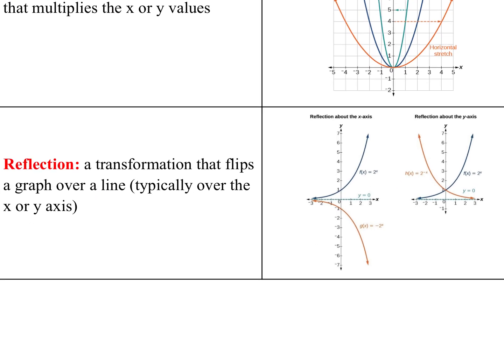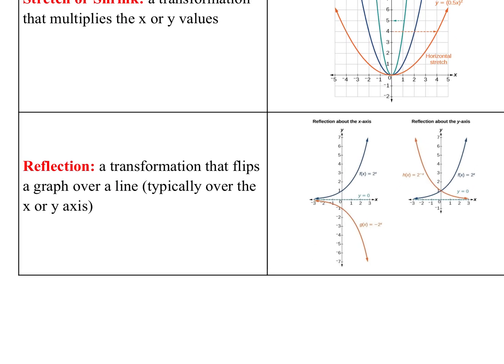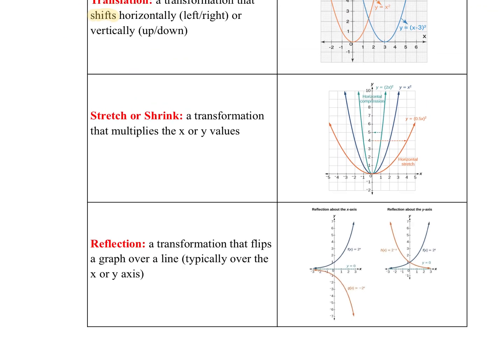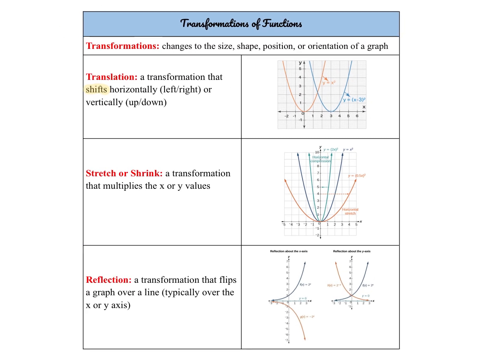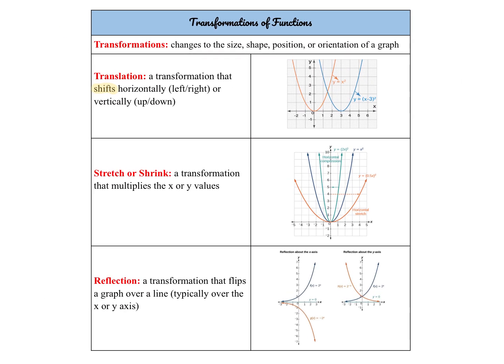And the last type of transformation is a reflection. So this is a transformation that flips a graph over a line, and we are going to do reflections over the x-axis that look like this, so it's actually flipping vertically, or transformations about the y-axis, so a side-to-side reflection. So these are the types of transformations we need to learn how to recognize in an equation, but also how to recognize them in a graph or apply them to a graph.